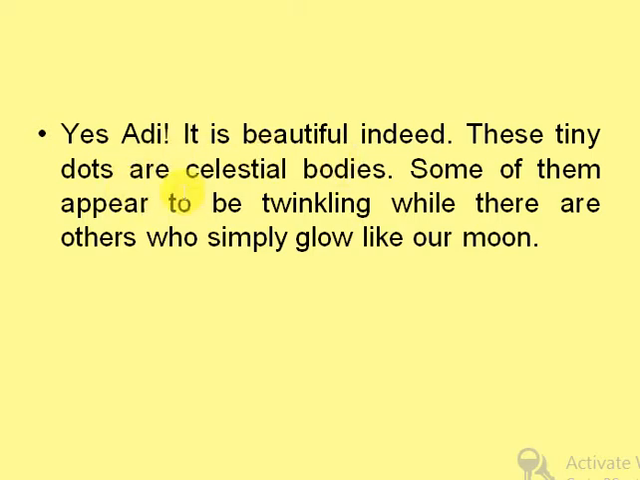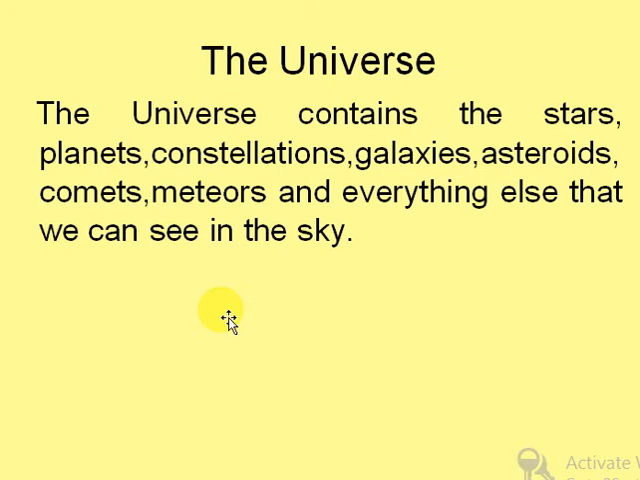These tiny dots are celestial bodies. Some of them appear to be twinkling, while there are others who simply glow like our moon. So, by this story, it is clear that the universe contains the stars, planets, constellations, galaxies, asteroids, comets, meteors, and everything else that we can see in the sky.